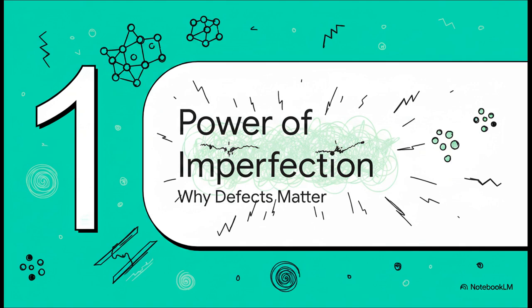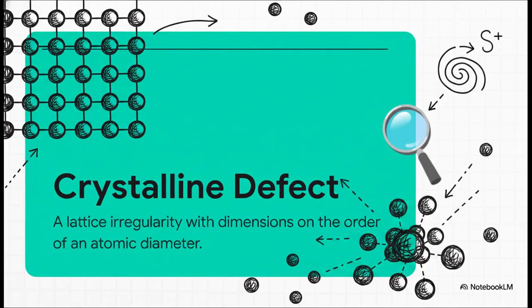Section 1. The power of imperfection. Let's really pin down what we mean when we talk about these powerful little flaws. By definition, a crystalline defect is basically just a lattice irregularity. We're talking about a disruption on an incredibly tiny scale, literally on the order of an atomic diameter.